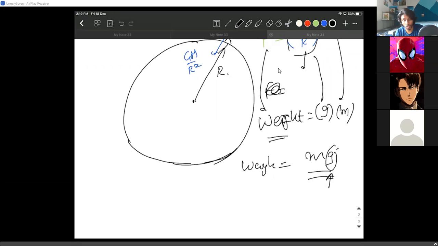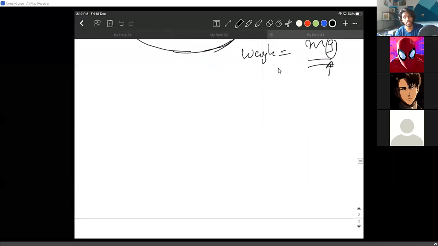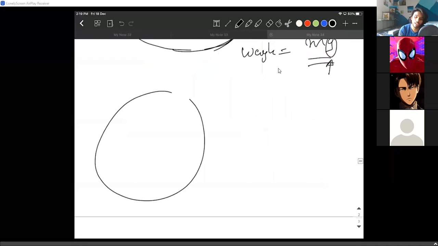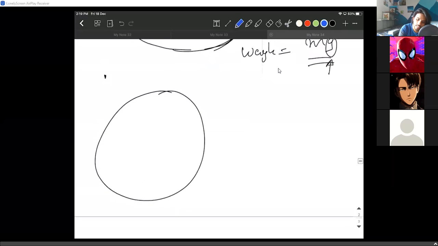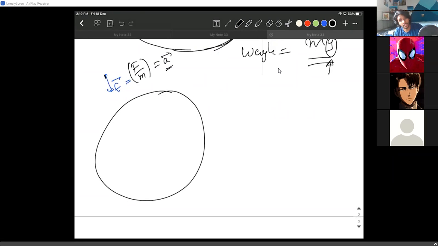In the beginning of this topic, somebody actually questioned that, which is quite good. That we always define the gravitational field as force acting per unit mass, force by mass. But isn't it also acceleration? Yes, it is acceleration.